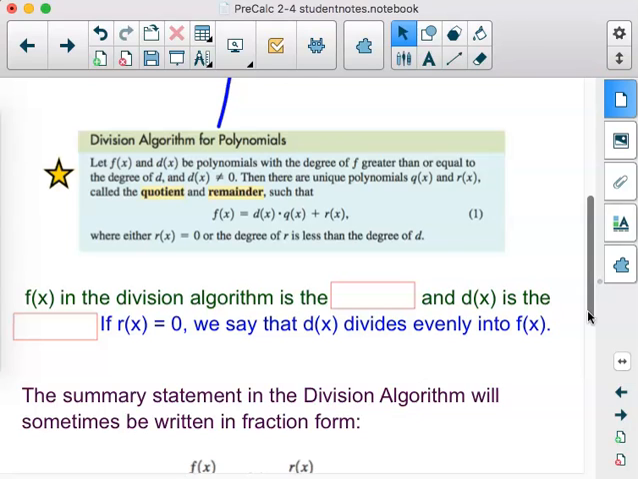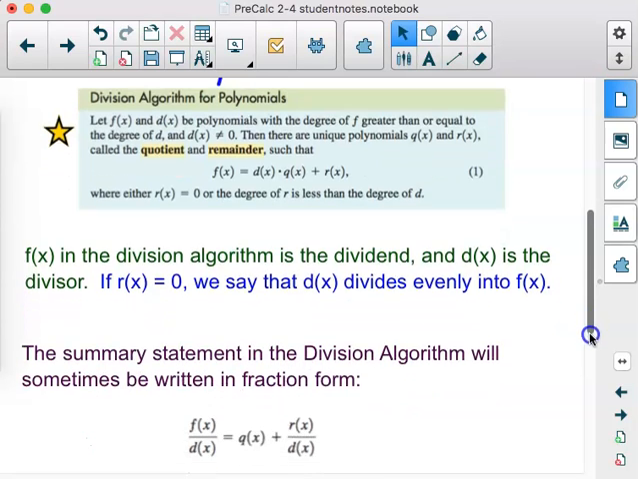Now, like it says, f of x in the division algorithm is the dividend, and d of x is the divisor. If r of x equals 0, so if there isn't a remainder, we say that d of x divides evenly into f of x. And those are the special ones. And as we start going through that list of objectives today, we should realize, hey, we're really starting to talk about finding all of the zeros, and that's what's going on here.